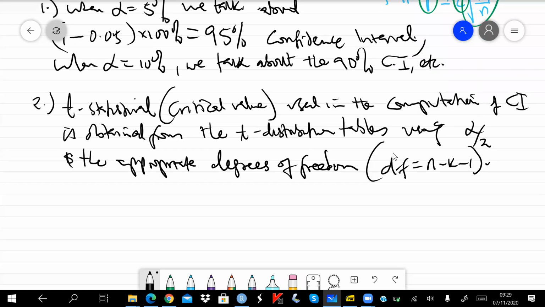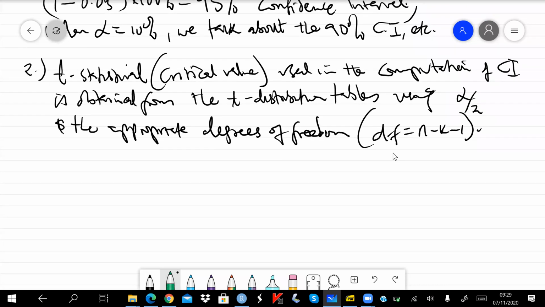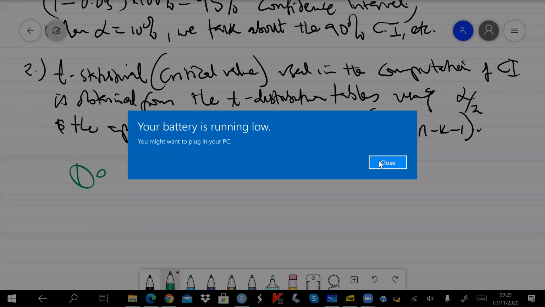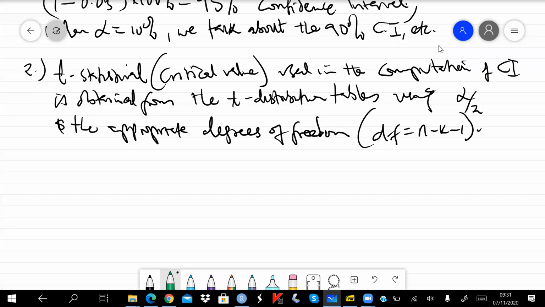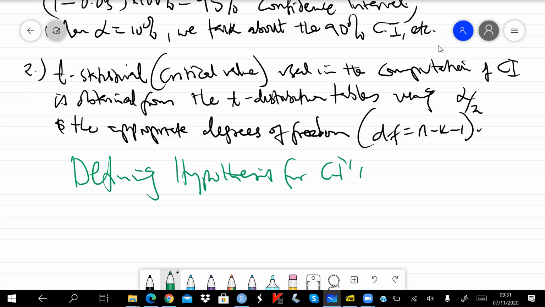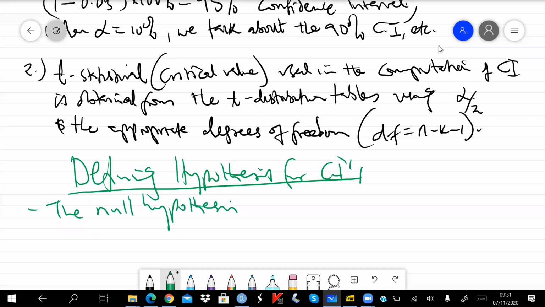Okay. So how do we define the hypothesis when you're using the confidence intervals? Let's look at defining hypotheses for CIs. And we say that the null hypothesis for the untransformed data, okay, for the level model. Remember the level model?